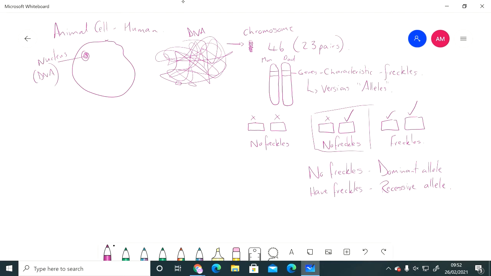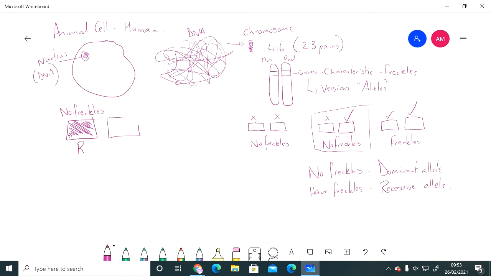It can be easily masked by the other allele. So if you have no freckles, which is dominant, and a yes freckles, it means that you will still have no freckles because it's the dominant version or allele of that gene. So if this was the allele, let's colour in our dominant one. So this is for no freckles. And instead of writing no freckles all the time, we're going to give it a letter to make it quicker. Now we choose a letter where the capital letter and the lowercase letter look different. So let's give it a capital R because it's dominant.